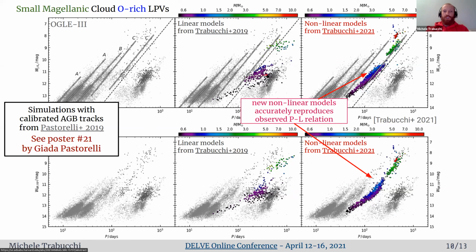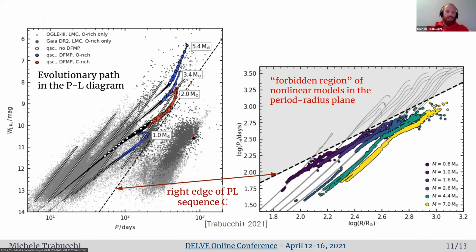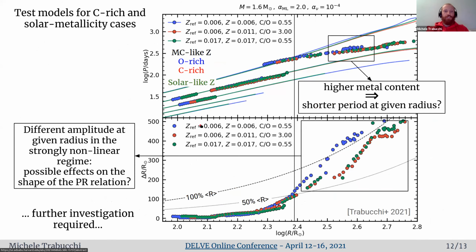For the details of the simulations, I invite you to read Giada Pastorelli's paper and also to look at the poster during the poster session. Just quickly, if we apply this to the evolutionary tracks, we see the evolutionary path of these tracks in the PL diagram, which finally explains the right edge of the PL sequence of Miras due to the new shape of the period-radius relation. The final few words about chemical composition.